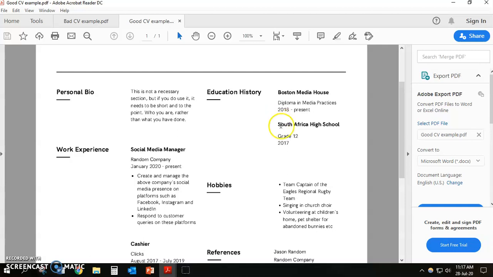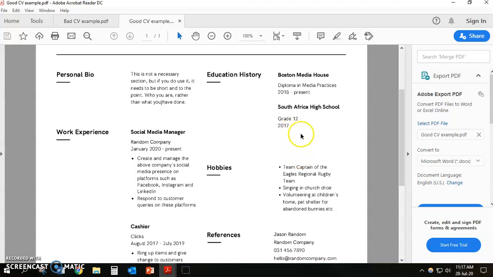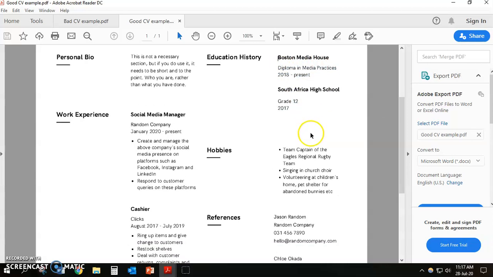Thereafter, you can list your high school education, grade 12. We'll go through the errors in a minute, but yes, grade 12, you got that in 2017. You can list your subjects if you want to for both of these. That's really only if you don't have too much information to present. So normally, if you've got work experience, this level of detail for your education is perfectly fine.